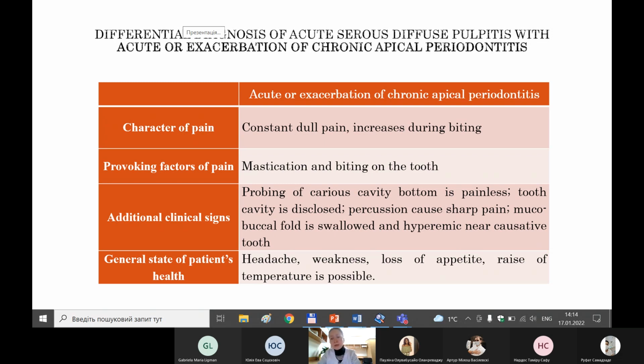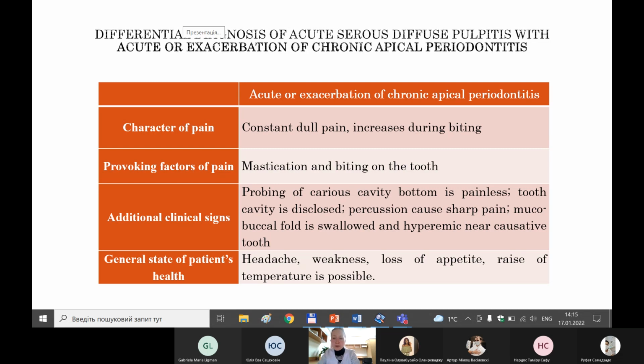In the case of apical periodontitis, spontaneous pain is not typical, but pain from biting, from tapping on a tooth. So it is different. That is only typical for apical periodontitis, acute exacerbation stage. Provoking factors of pain: mastication and biting on the tooth. One more difference. And additional clinical signs: probing of the caries cavity bottom is painless. In the case of pulpitis, always painful.